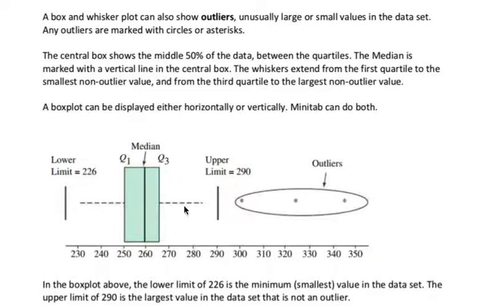The central box shows the middle 50% of the data, so it goes from Q1 over to Q3. And the median is marked with a vertical line somewhere in that box. The whiskers extend from Q3 to the largest non-outlier value in the data set. If there are no outliers, then it would extend to the maximum value. And then we have another whisker that goes from Q1 down to the smallest non-outlier value, or the minimum if there are no outliers. We can have a box plot that is horizontal or vertical.